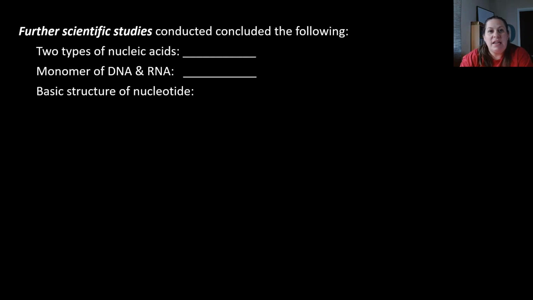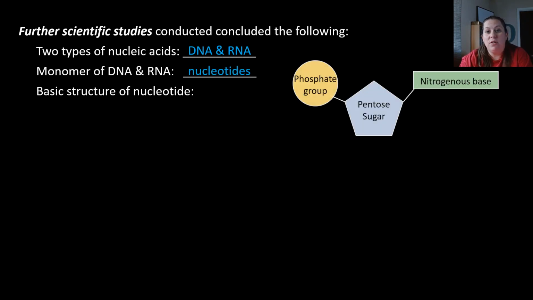Now, further scientific studies concluded the following, that there are two types of nucleic acids. We call them DNA and RNA. The monomer, or building block, of DNA and RNA is called the nucleotide. The basic structure of the nucleotide is a phosphate group connected to a pentose sugar connected to a nitrogenous base. Remember that the pentose sugar can be deoxyribose in DNA, or ribose in RNA. Also remember those nitrogen bases often get represented by a letter. So in DNA you have A, T, G, and C, and in RNA you have A, U, G, and C.